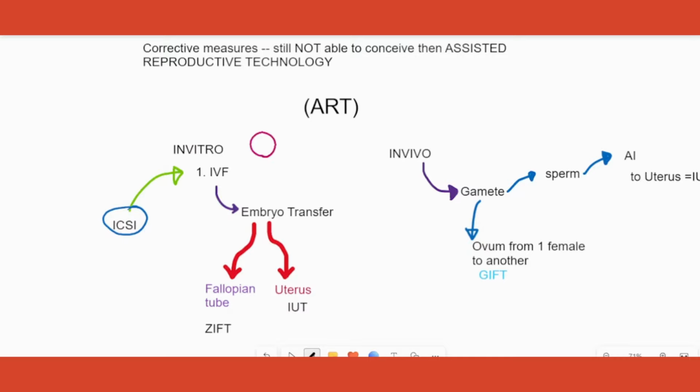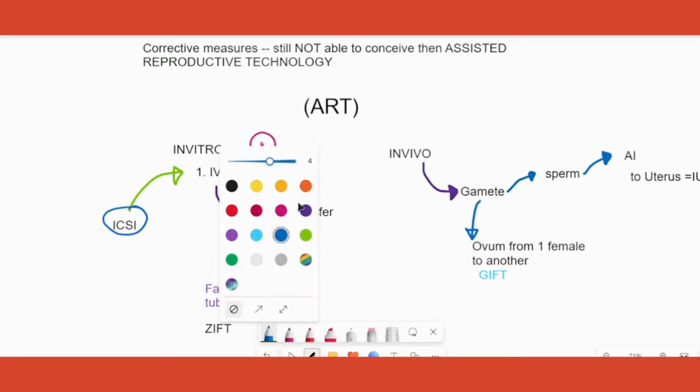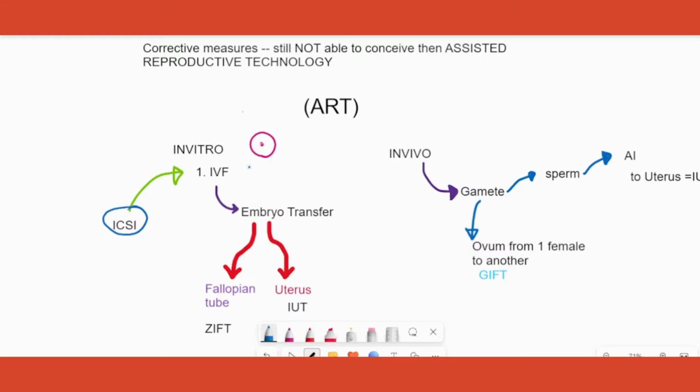Now, when you get the sperm, you can directly inject the sperm into the ovum. If this is the ovum, into this we are going to inject the sperm into the cytoplasm of the ovum, and that is called ICSI. What is ICSI? Intra meaning within, cytoplasmic, within the cytoplasm of the ovum, sperm is injected. Intracytoplasmic sperm injection is done. That is called ICSI. So I hope this is clear.